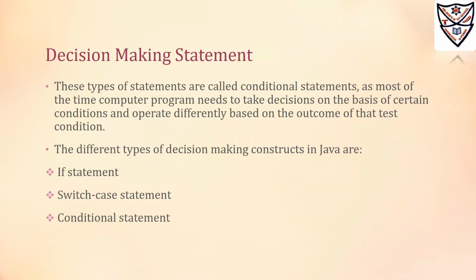Decision making statements. These types of statements are called conditional statements, as most of the time a computer program needs to take decisions on the basis of certain conditions and operate differently based on the outcome of the test conditions. The different types of decision making statements are if statements, switch case statements, and conditional statements.